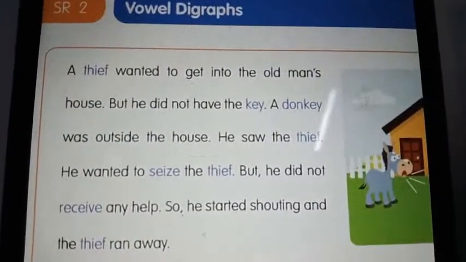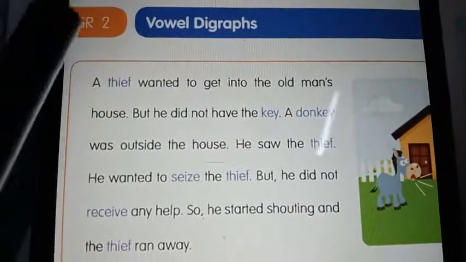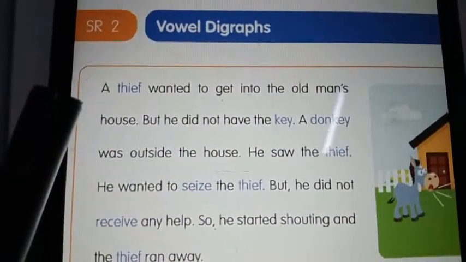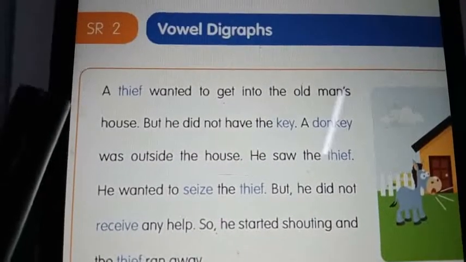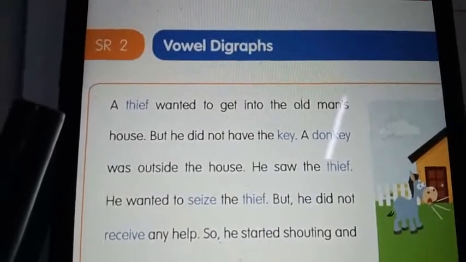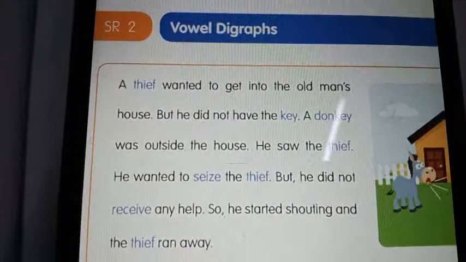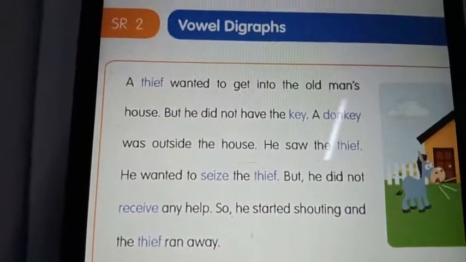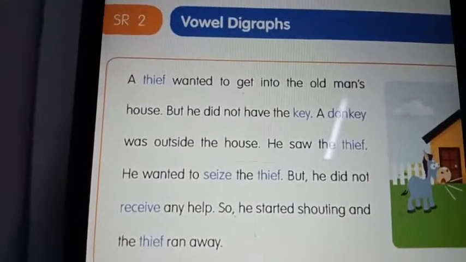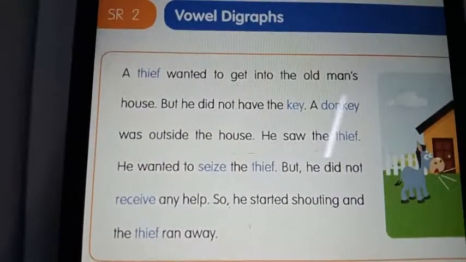My dear children, this is your Elga book having vowel digraphs. Yesterday we read some vowel digraph words. What are they? IE digraph, EI digraph, EY digraph, right? What is that? When two vowels come together to make one sound, that is a vowel digraph, right?